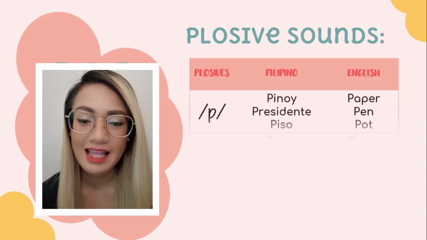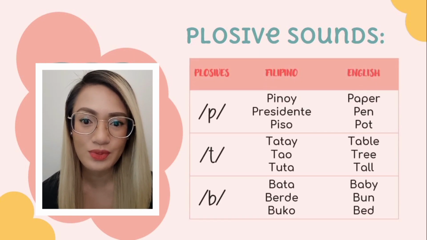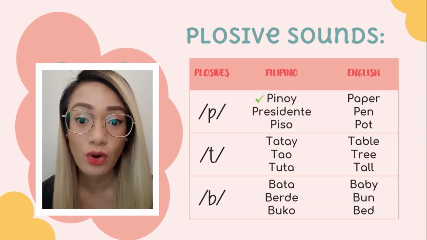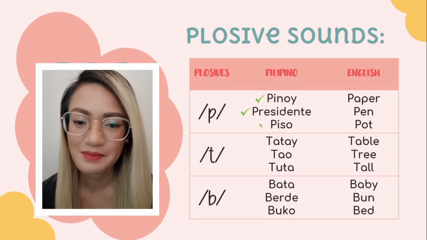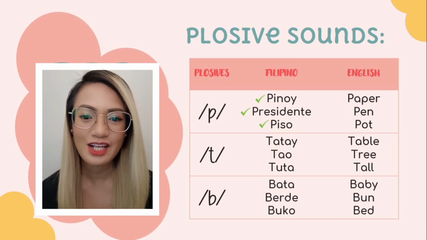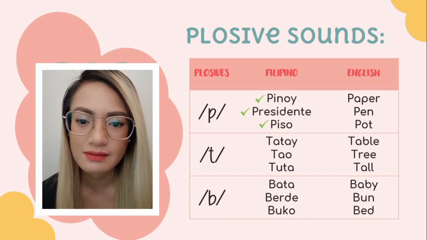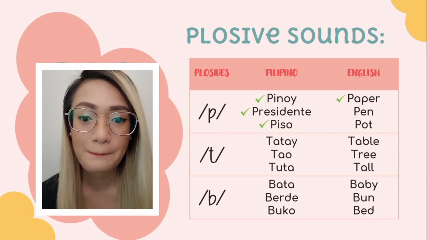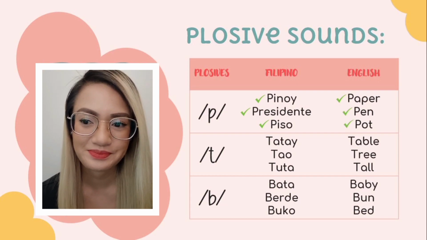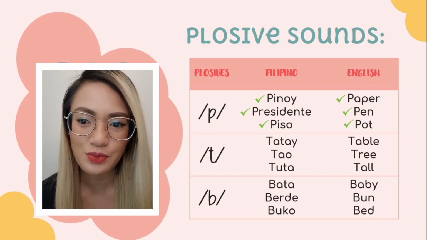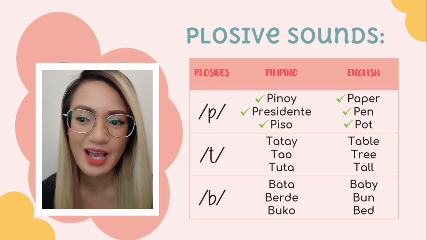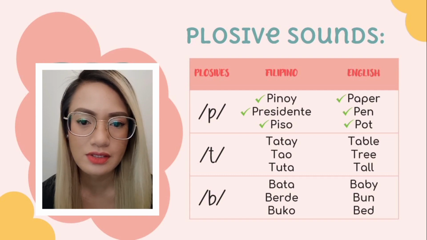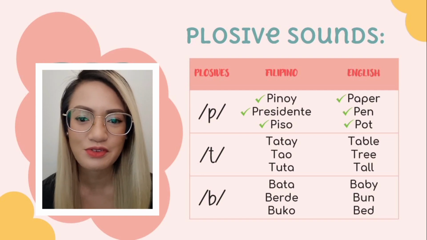For example, letter P. In Filipino, we say P, such as Pinoy, Presidente, Piso. In English, we say P with a burst of air, as in paper, pen, pot. If we try to read these words in a flat tone, it will sound flat. Can you hear the difference?